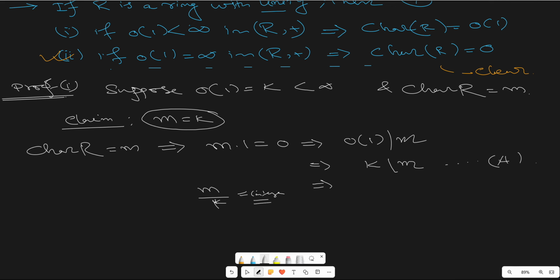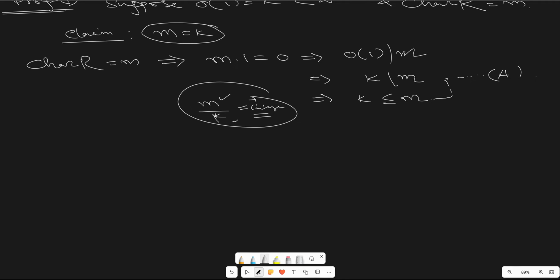Okay, m by k is an integer. So m is dividing. See, m is a positive integer, k is also a positive integer, right? So this is a positive integer. So can't you see that k is less than or equal to m? Of course m is bigger, because if m is bigger than k, then you will get a positive integer here, because m is also positive, k is also positive. So that's the idea here. Suppose this is a.